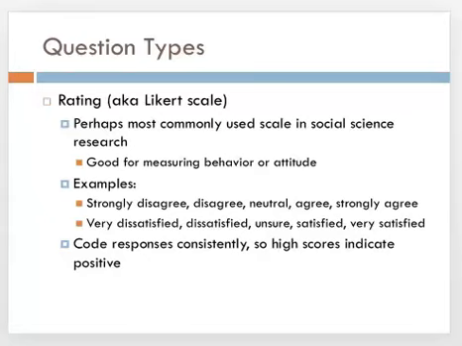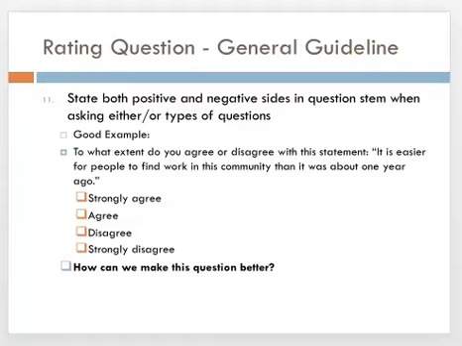And you code these responses consistently, so the high score tends to indicate something positive, like very satisfied or strongly agree. And then your lower scores would be very dissatisfied or strongly disagree. It's a nice way to measure attitude, behavior, knowledge. But one thing you have to do is make sure you state both sides, positive and negative, in the question stem by asking either-or types of questions. To what extent do you agree or disagree with a statement? It's easier for people to find work in this community than it was about a year ago. Now, that is okay, because you're not saying to what extent do you agree that it's easier for people to find work in this community than it was about a year ago. That would imply that you think it is easier. By giving the two options, you're being more objective.